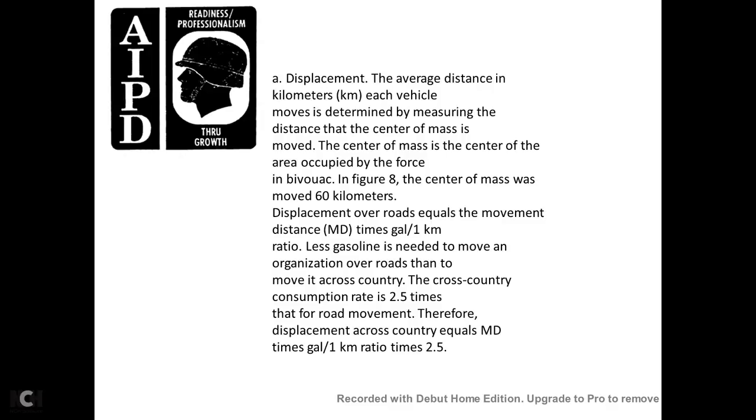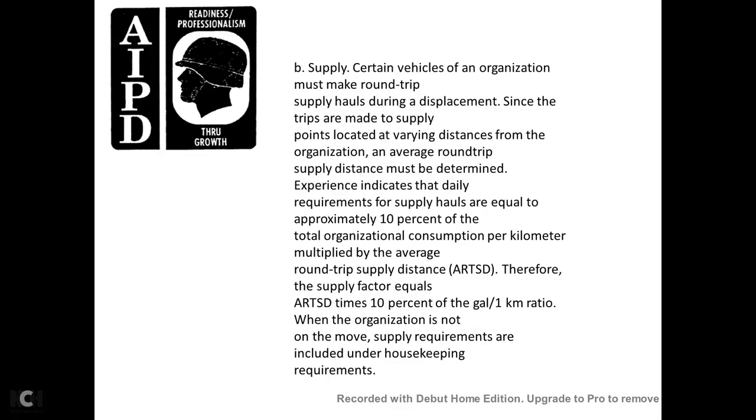The cross-country consumption rate is 2.5 times the road movement. Therefore, the displacement across the country equals the movement displacement times the gallons per kilometer ratio times 2.5.